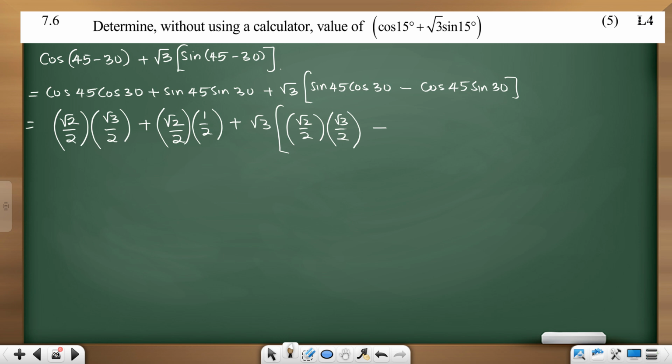Right. We're good? Okay. Let's go, root 2 over 2 and what? Half. Okay, we can simplify this: 6 over 4 plus 2 over 4. Use a calculator if you need to. Okay, I want us to do it step by step to show everybody.